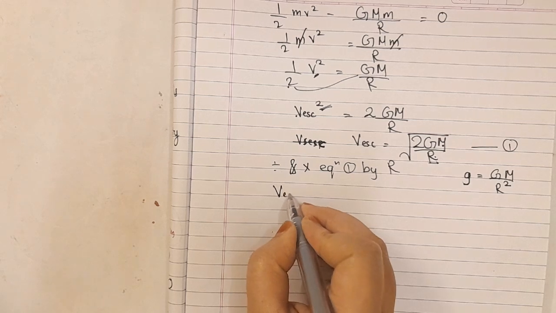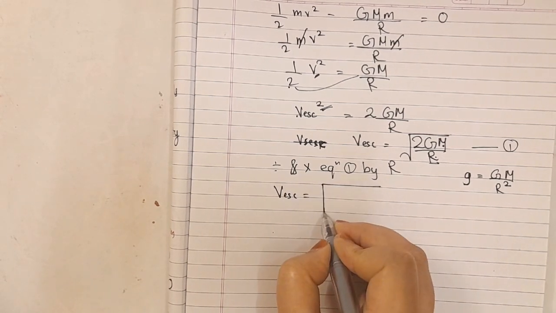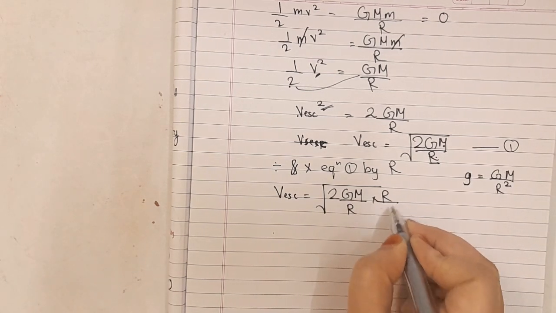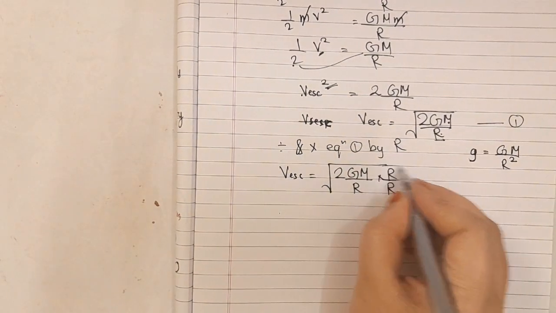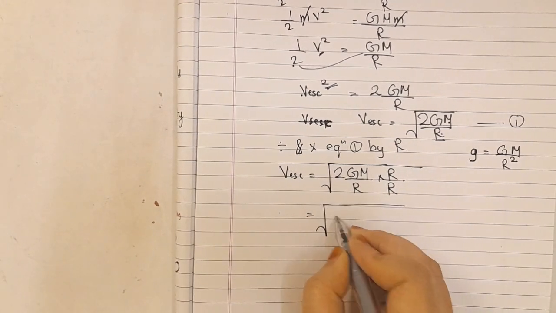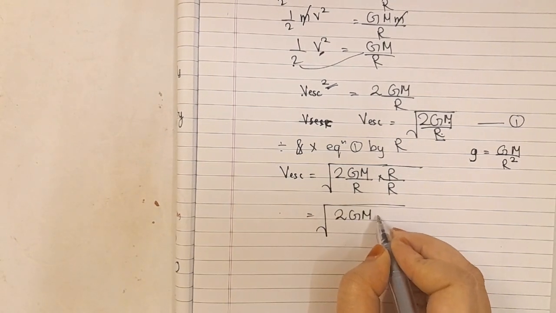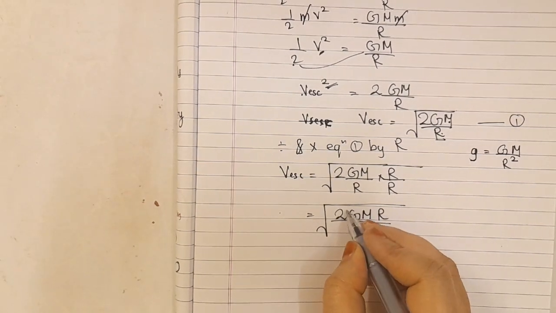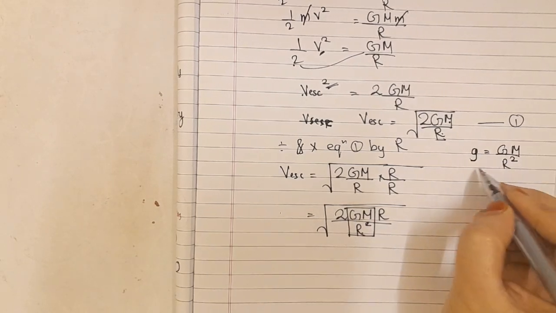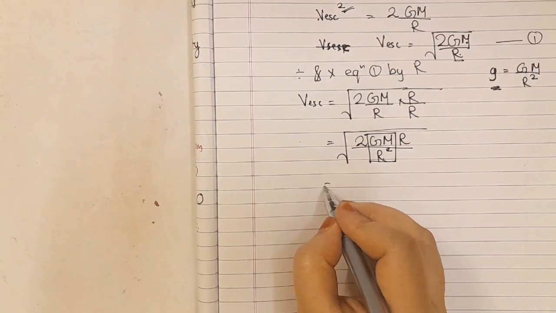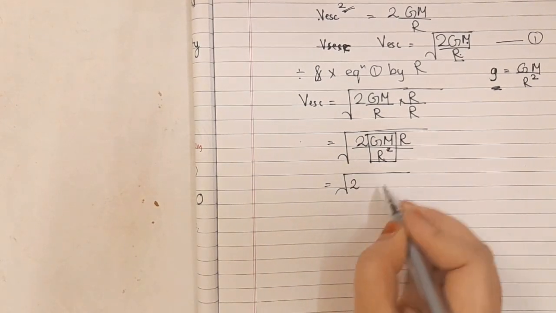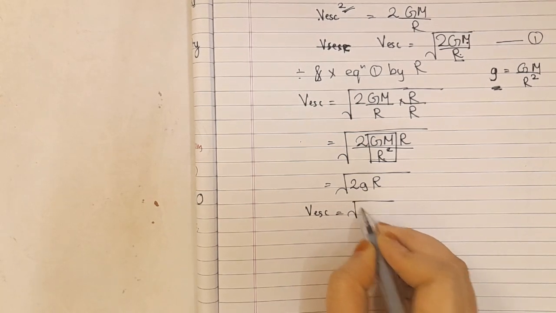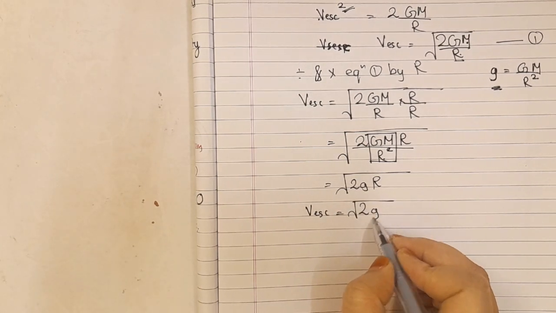So here v escape is equal to, after multiplying and dividing by r, we can write 2GM into r divided by r square. Now this term GM upon r square is the acceleration due to gravity. Just substitute this. So this becomes 2gr. So the value of escape velocity is equal to square root of 2gr.